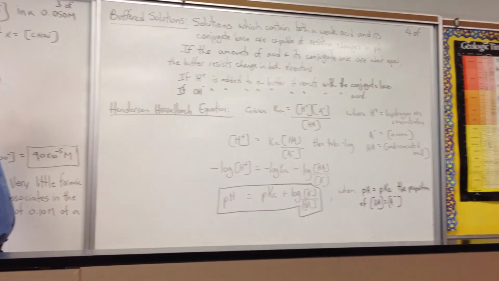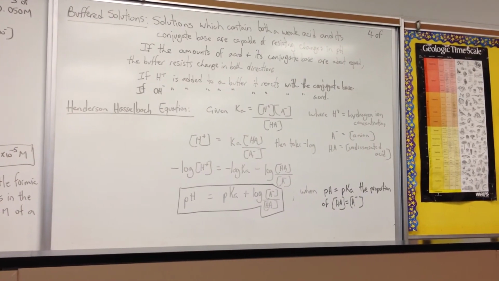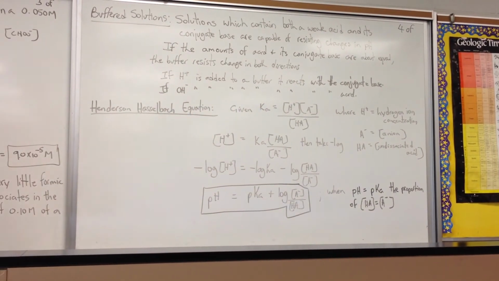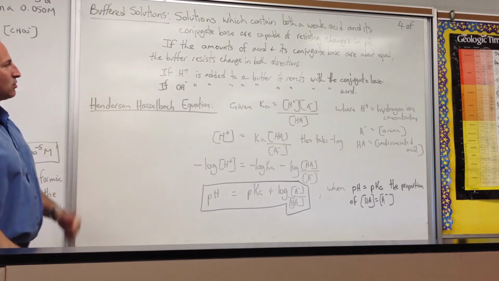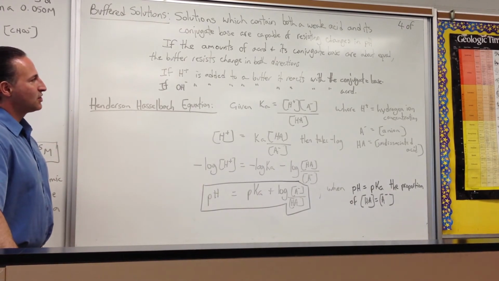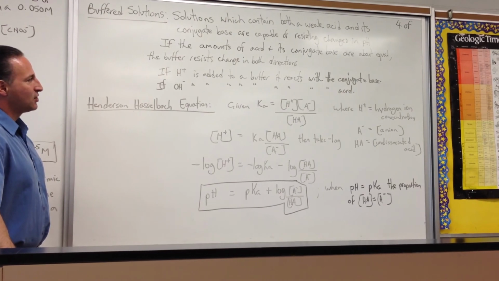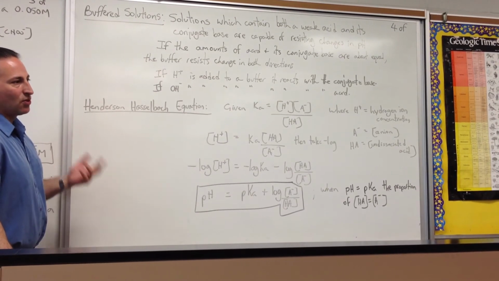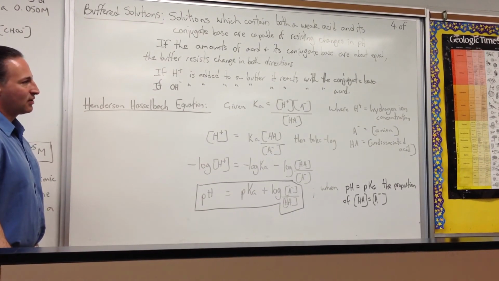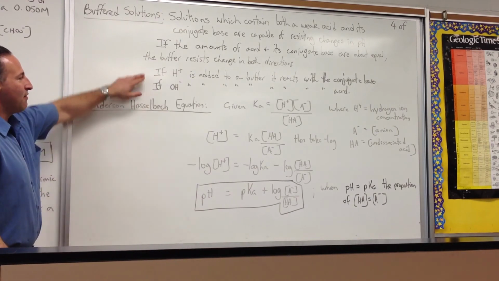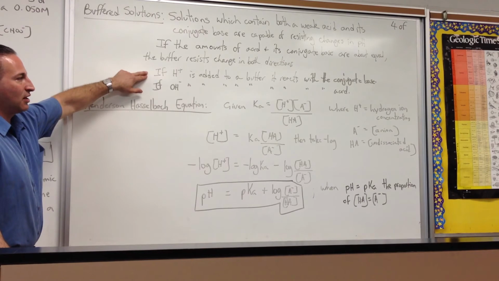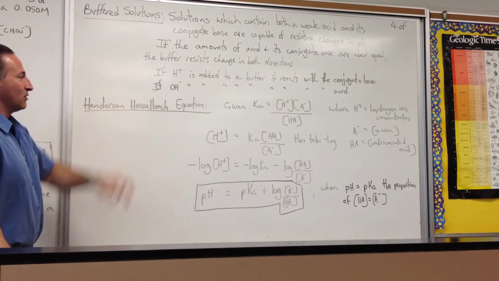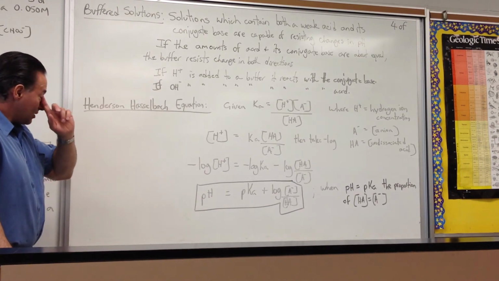Whenever you have situations where a weak acid is partially neutralized, there's going to be the formation of the conjugate base and the acid. This gives rise to what is called buffering. And a buffered solution is a solution which contains both a weak acid and its conjugate base. And these solutions are capable of resisting changes in pH because whether you add acid or base, either the acid or the conjugate base reacts with whatever is added. So those solutions will resist pH changes. If hydrogen ion is added to a buffer, it reacts with the conjugate base in solution. And if hydroxide is added to a buffer, it reacts with the acid that is in solution. The Henderson-Hasselbalch equation is derived.